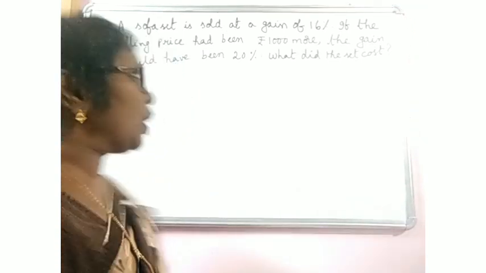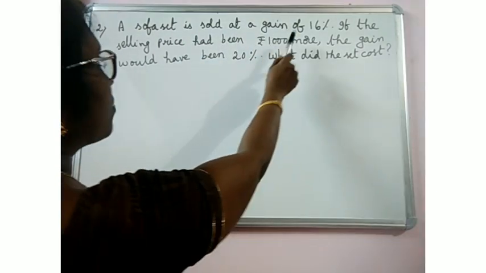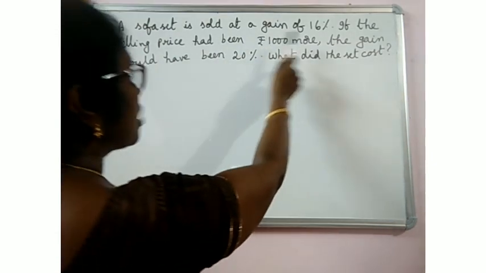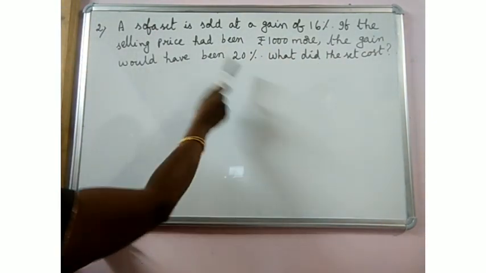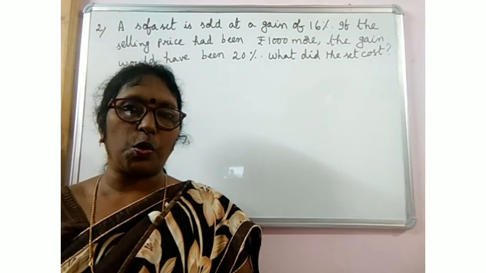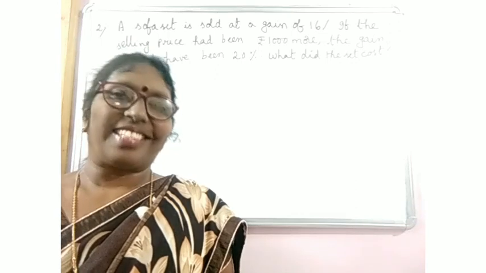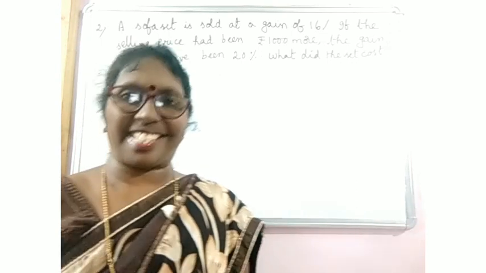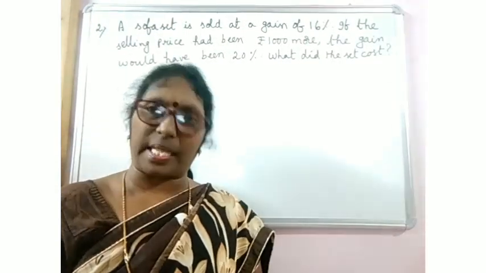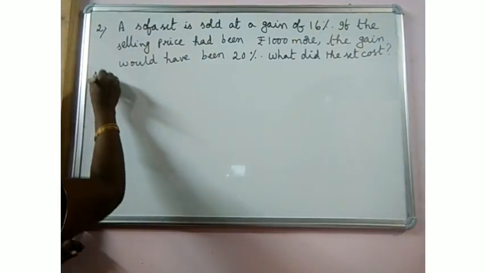Okay. So your second question is: a sofa set is sold at a gain of 16%. If the selling price had been 1000 rupees more, the gain would have been 20%. What did the set cost? Already I told you in maths, if you want to find anything, let us call our master X. What did the set cost? Let us think the cost of the sofa set as X. Okay? Stepwise if you do, it will be very easy for you to solve.